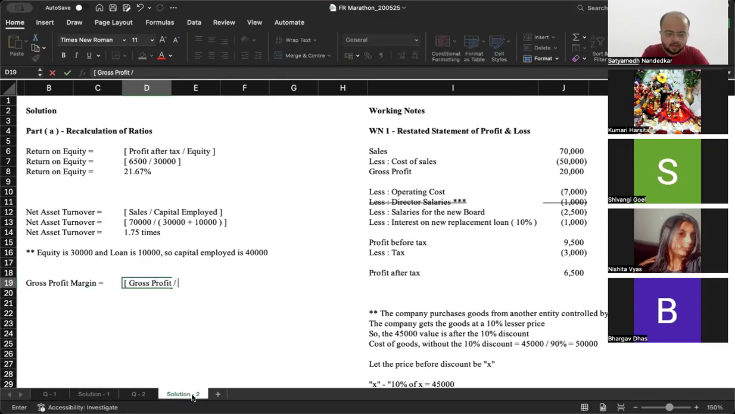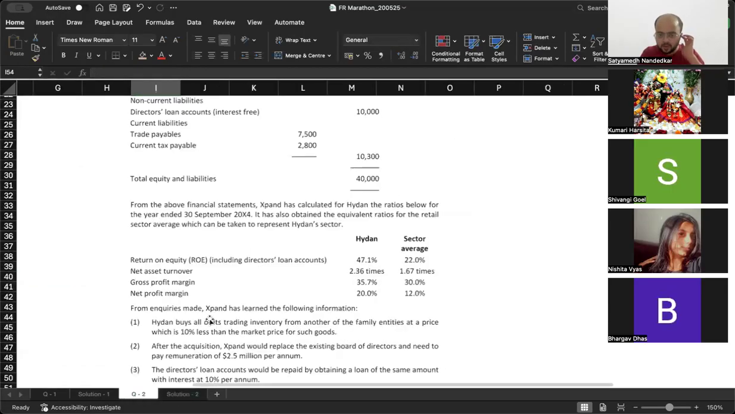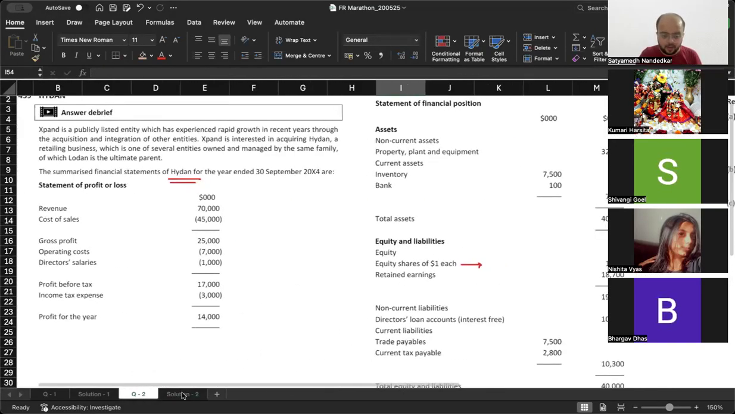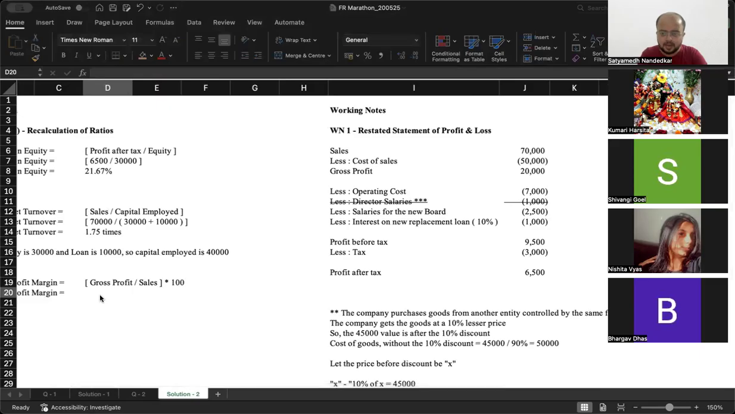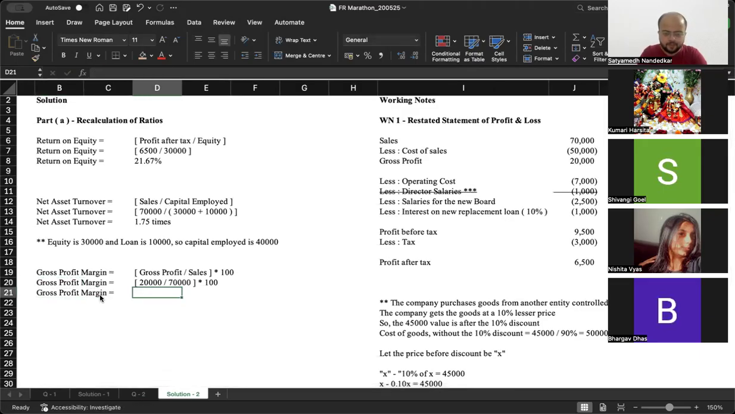Next ratio, gross profit margin and net profit margin. So this is gross profit upon sales into 100. What is gross profit? Updated gross profit was 20,000. Sales are 70,000. Okay. 20,000 upon 70,000 into 100. 28.57. Okay. 28.57 is the updated GP ratio.